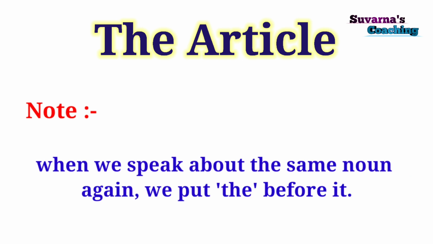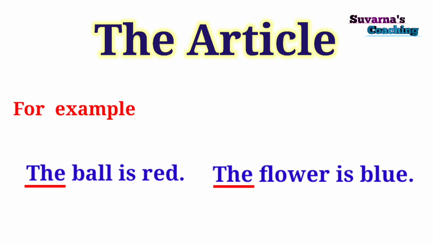Important note: when we speak about the same noun again, we put the before it. For example, the ball is red, the flower is blue.